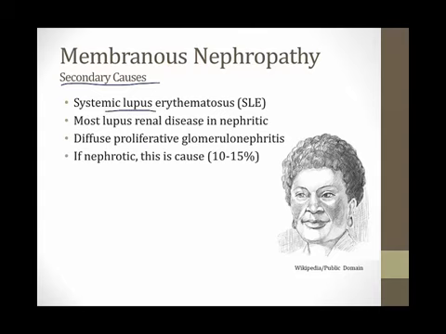Now, most lupus renal disease leads to the nephritic syndrome. In the nephritic syndrome video, I talk in detail about diffuse proliferative glomerulonephritis, which is the most common form of renal disease among patients with lupus, and it leads to the nephritic syndrome. However, if patients with lupus develop the nephrotic syndrome, then the cause is usually membranous nephropathy. This happens to about 10 to 15% of lupus patients who develop renal disease. And you know that lupus is associated with antibodies, so it should make sense to you that those antibodies could potentially deposit in the basement membrane and lead to membranous nephropathy.